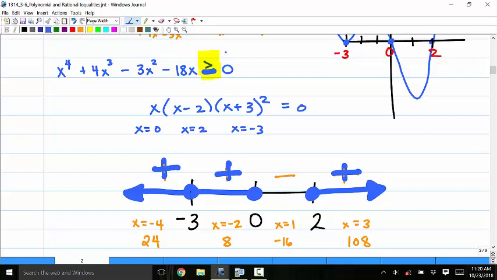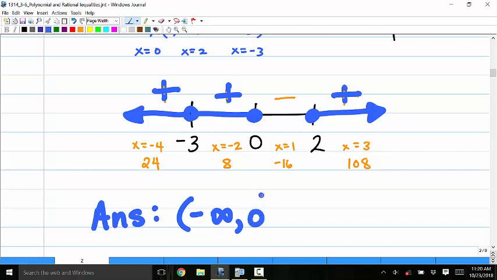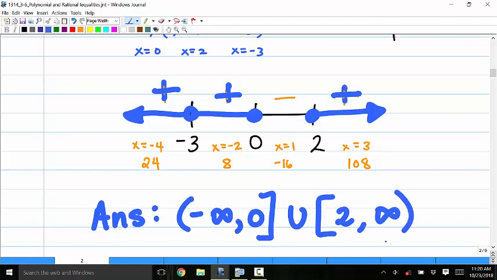So what's your answer going to be? Negative infinity, with a parenthesis always, to 0 with a bracket, union, bracket, 2 to infinity with a parenthesis.